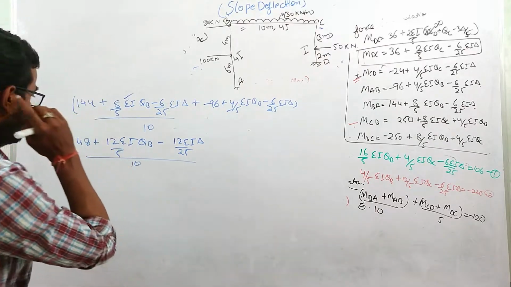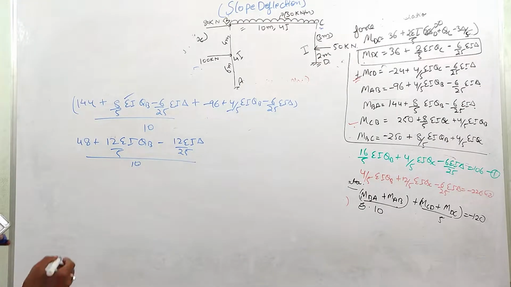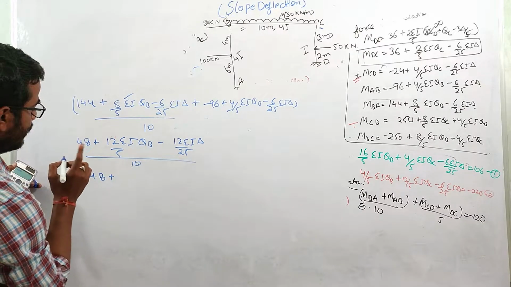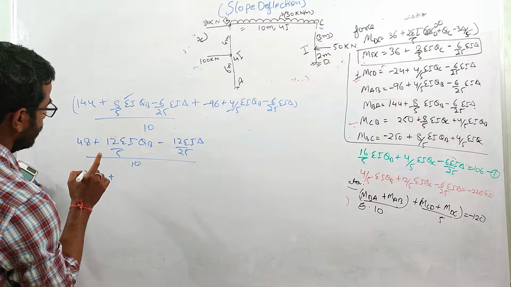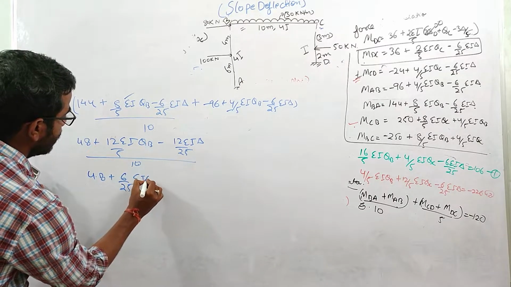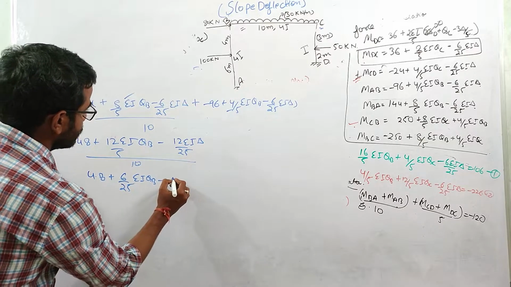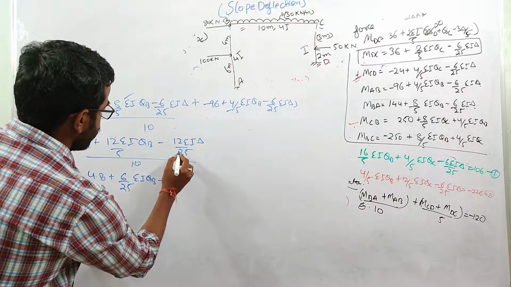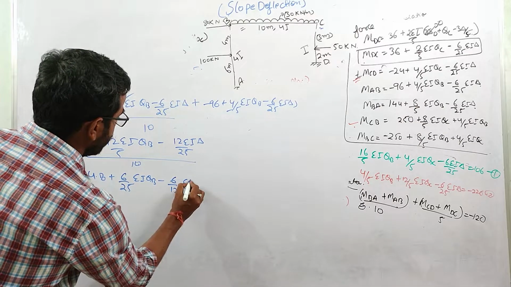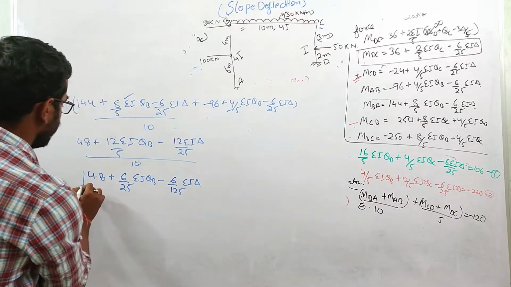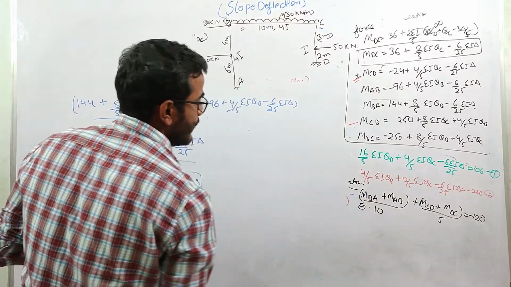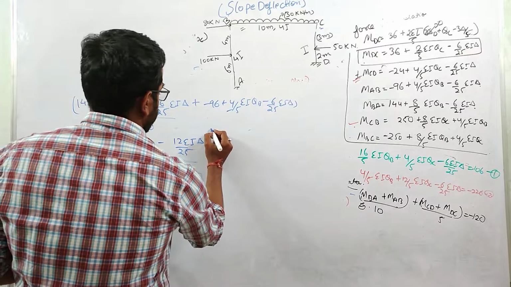And divide by 10. So if you solve this again, it will be 4.8 plus 6 divided by 25 EI theta B minus 6 over 125 EI delta. Okay, so this is the value we are getting from (MBA plus MAB) over 10.